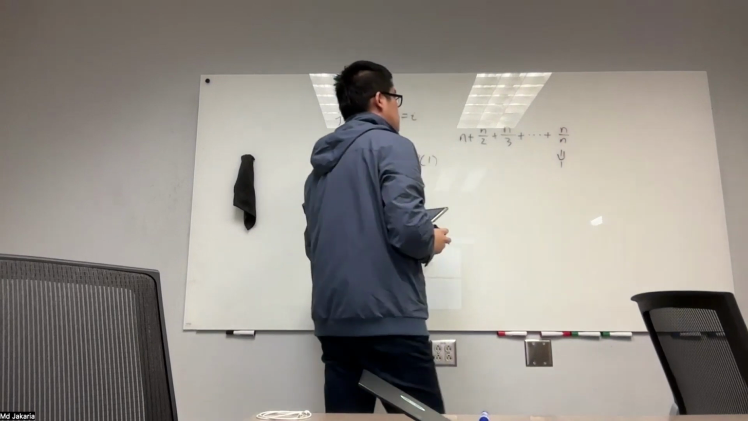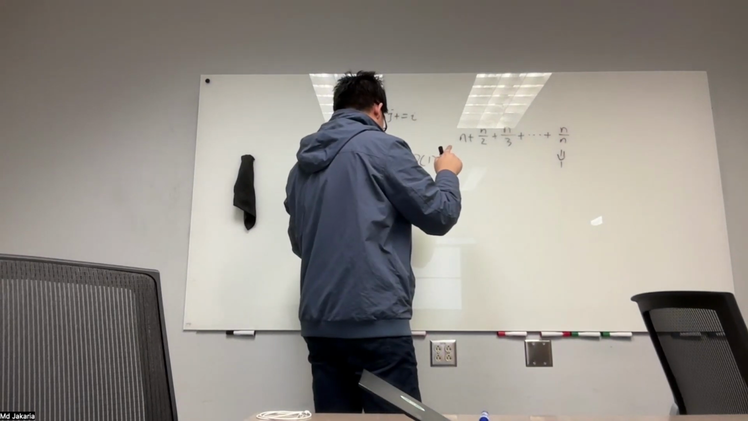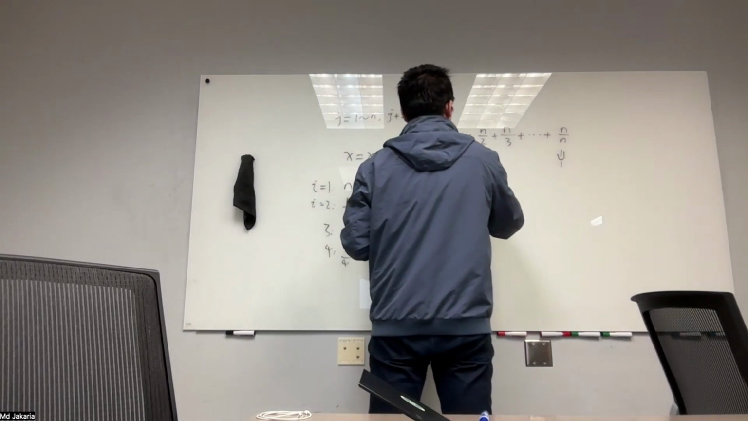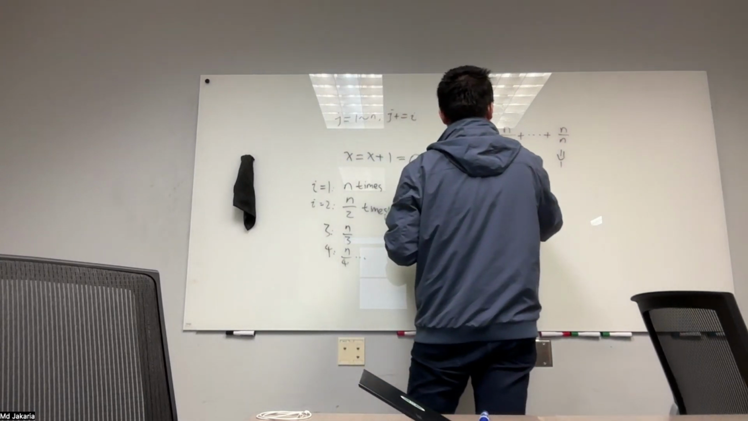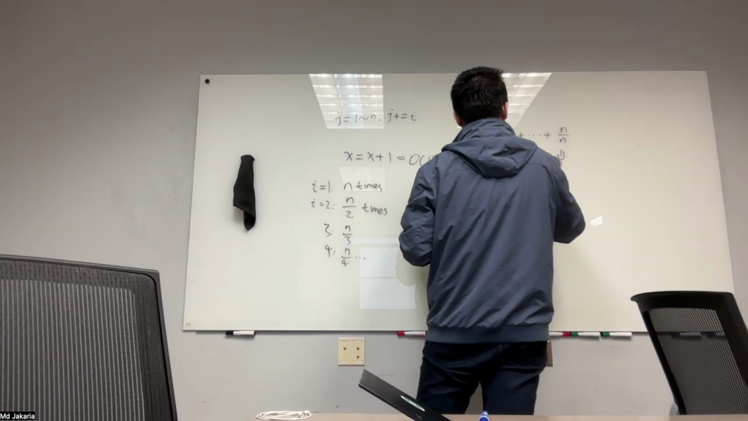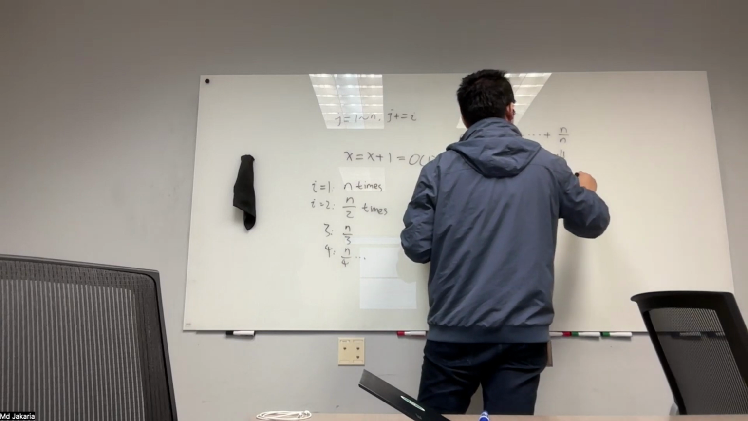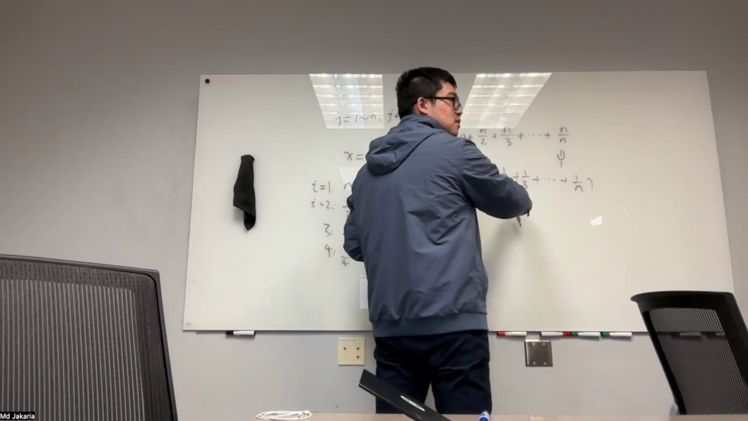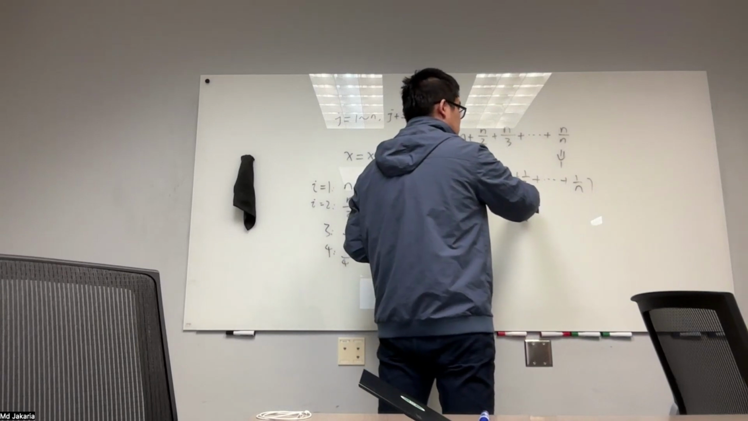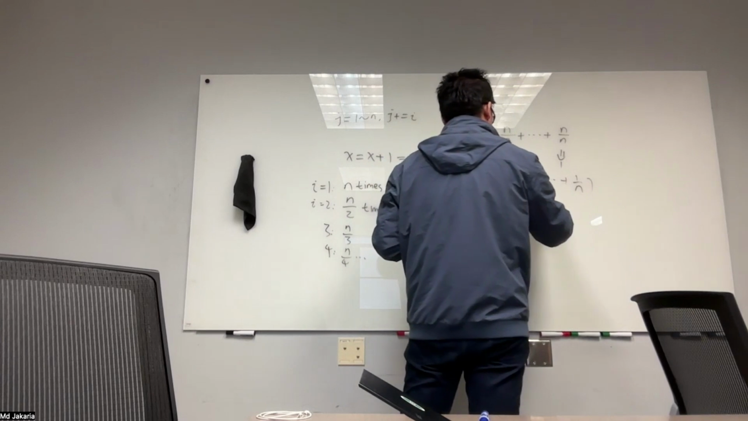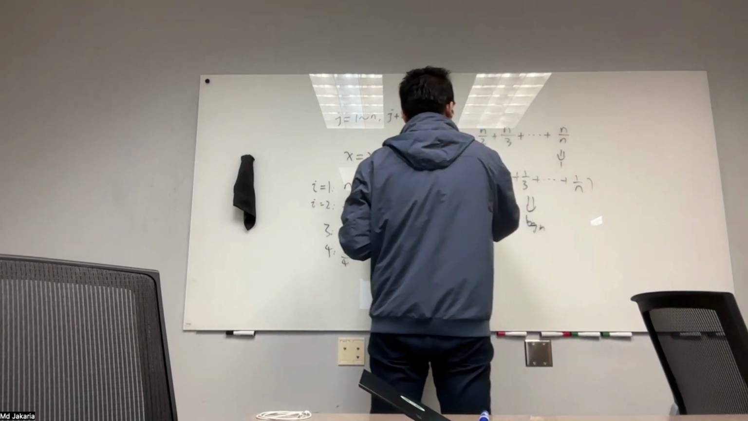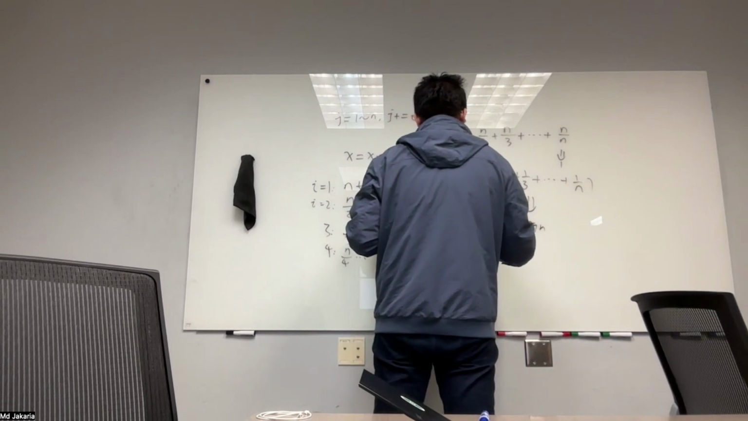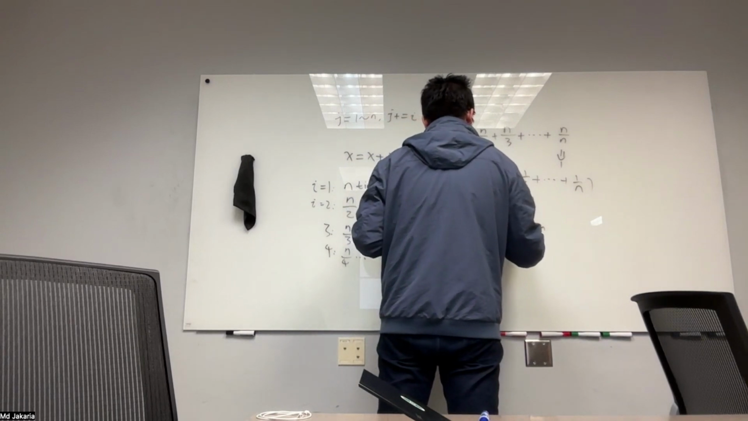And this is just n times (1 plus 1 over 2 plus 1 over 3 plus ...). We've seen this before. This is the harmonic series, right? So this is log n. And here we have n. So the total is O of n log n.